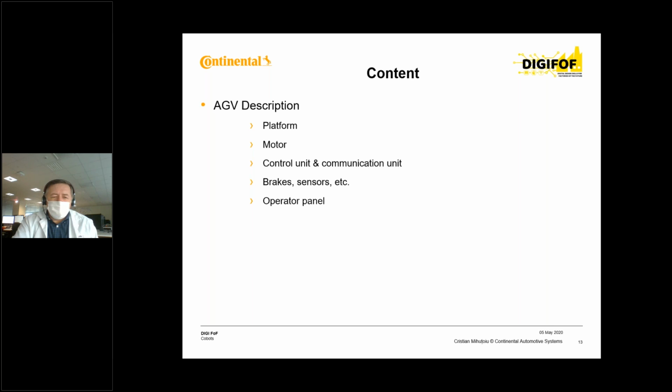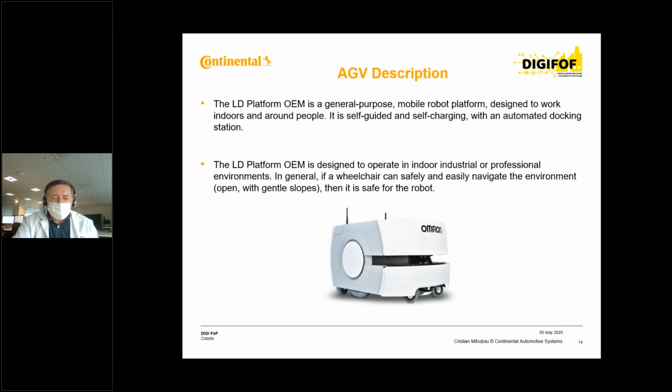Let's talk a little about the component parts of the AGV. First, the platform. The LD platform is a general purpose mobile robot platform designed to work indoors and around people. It is self-guided and self-charging with an automated docking station. This LD platform comes from the Omron company, and we use it in our plant as, for the moment, the best approach, the best performance for our applications.